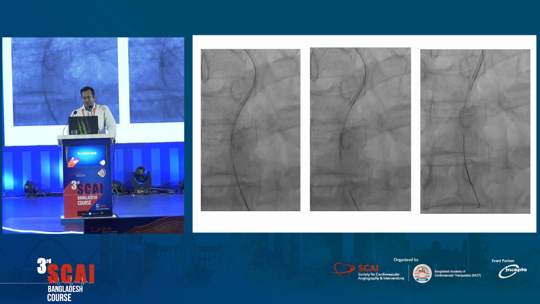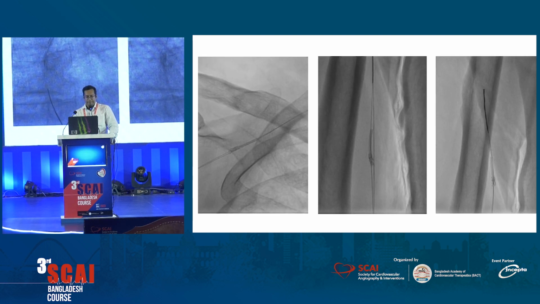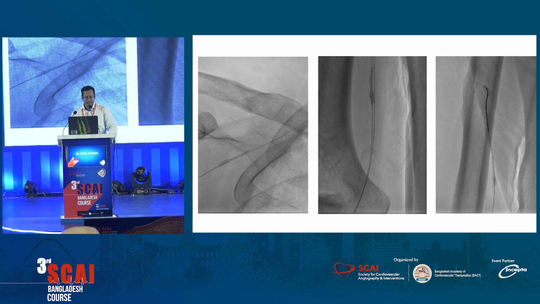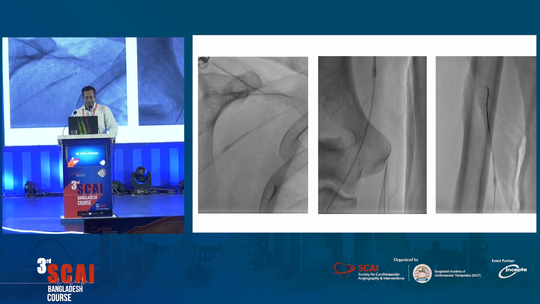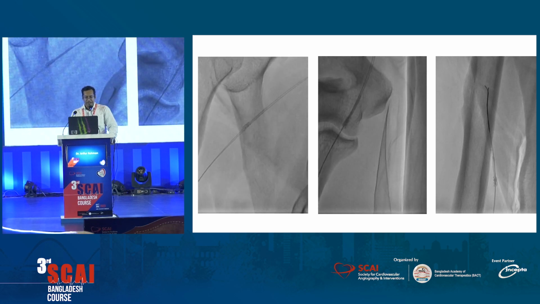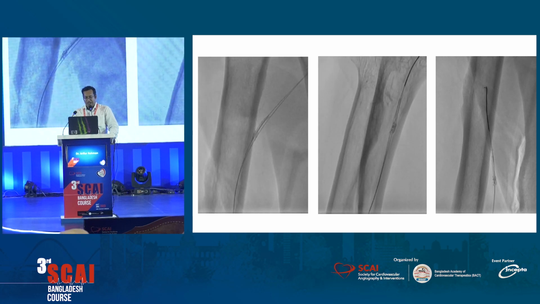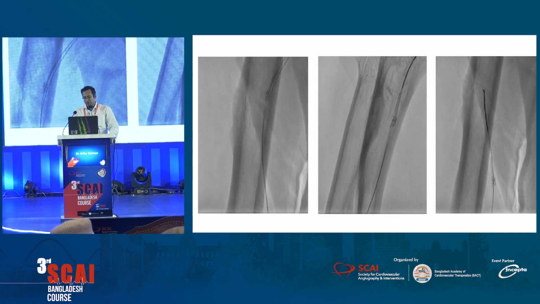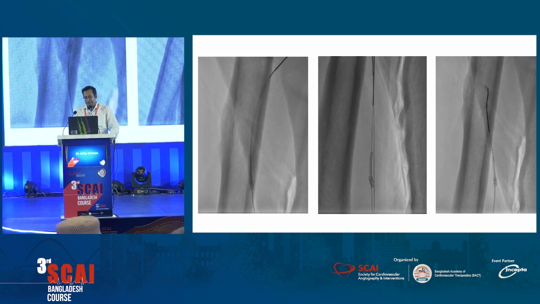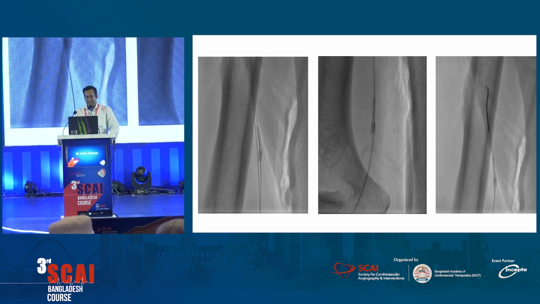We took another wire so that we could trap it and pull it into the catheter. And ultimately we made it possible. After trapping it, we pulled it towards the radial sheath. So we can see how we trapped it with the wire. We took one wire inside the stent and another outside the stent. Ultimately we trapped it and then pulled it to the radial sheath.